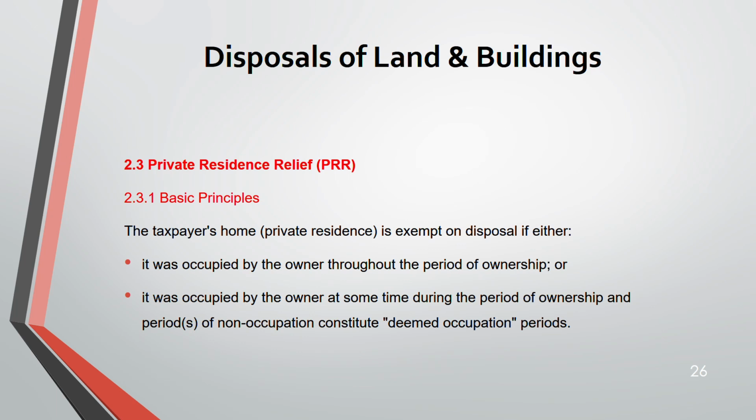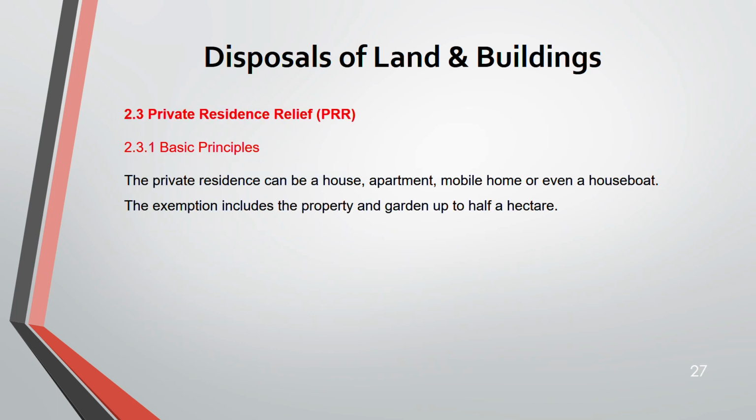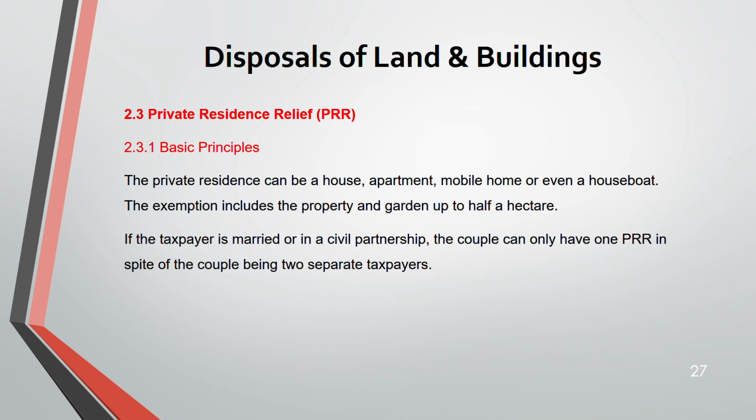That means they are considered to be occupation. Actually, they are not occupation. What is this deemed occupation? We'll see this. So, the private residence can be your house, an apartment, a mobile home, or even a houseboat. And the exemption includes the property and the garden up to half a hectare. If the taxpayer is married, remember the couple can only have one PRR. Even if the couple are two separate taxpayers, both of them will have only one PRR.